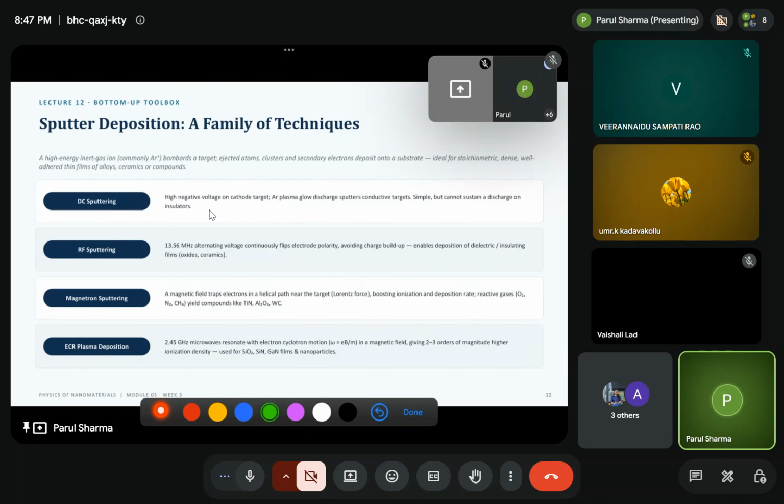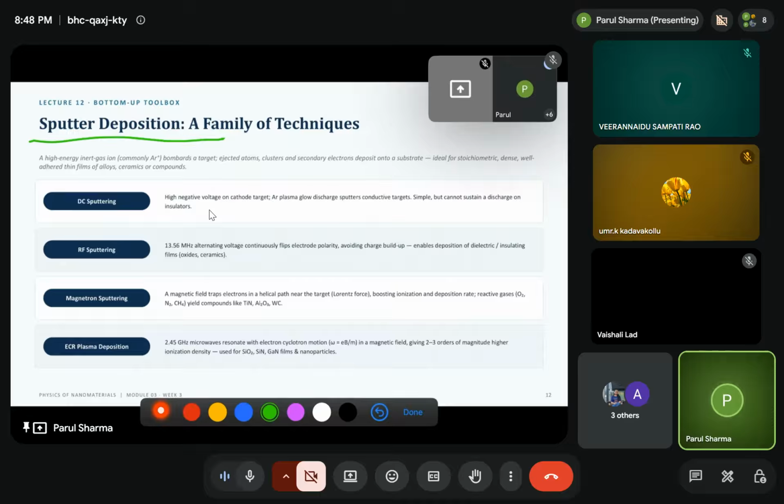Then we have talked about sputtering, in which we were using argon ion bombardment, and it was creating a plasma. Then it was striking the atom. It was a physical technique, so it was striking the target, and the metal was evaporating and then transporting to the substrate, and then the thin films are formed.